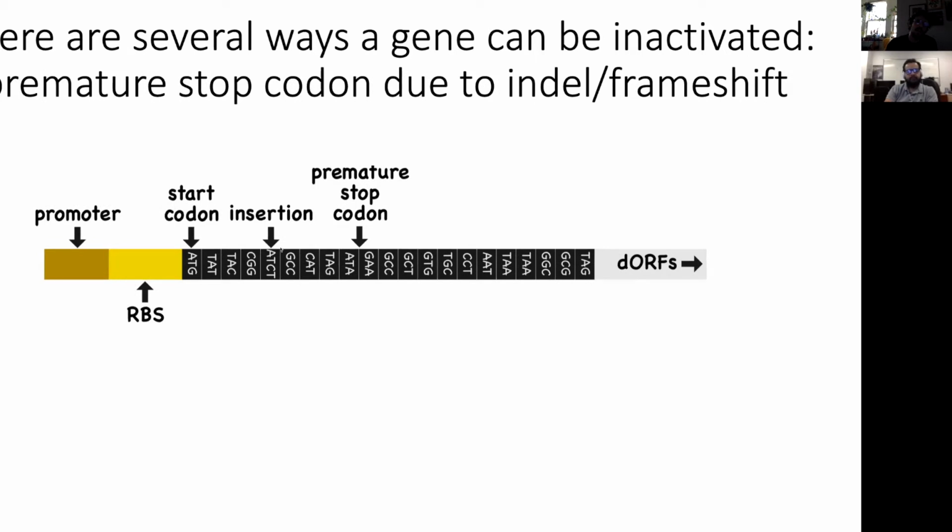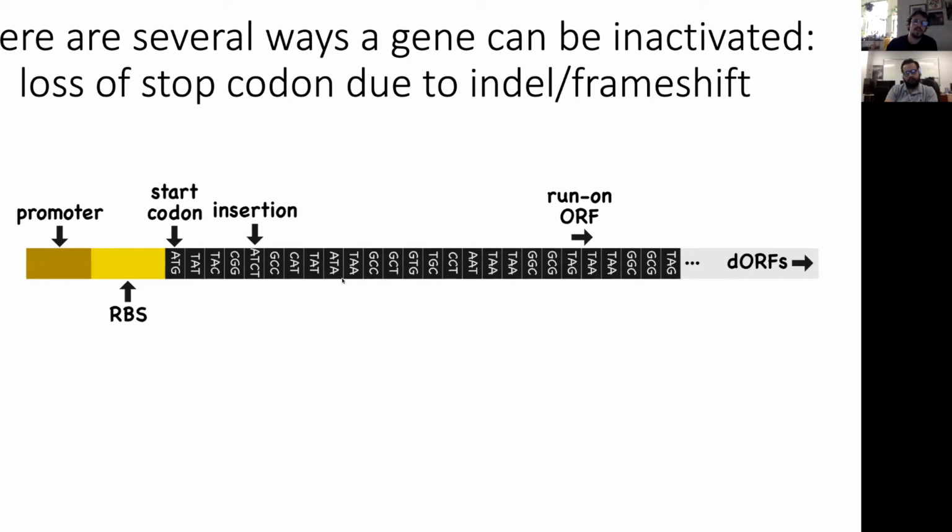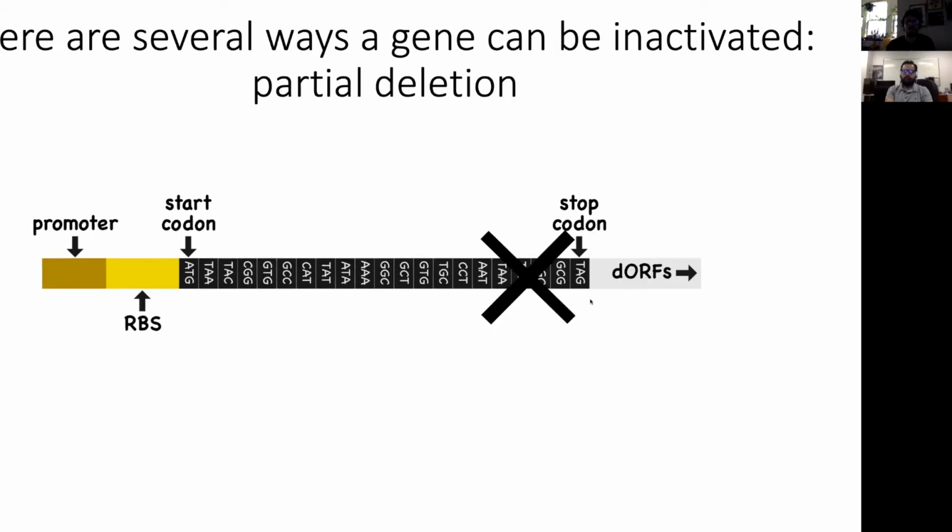You could have an insertion that leads to a frame shift that causes a stop codon that truncates the gene. You could have an insertion that actually moves a stop codon out of frame, and then a gene is longer than it should be, and that might also result in an inactivated protein product that could even be toxic to the cell. Or you could just have a partial deletion of a gene where you don't even have a stop codon, so you might just have a piece of gene that's missing.